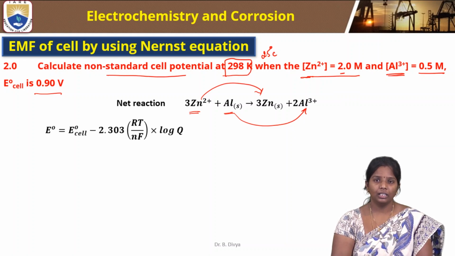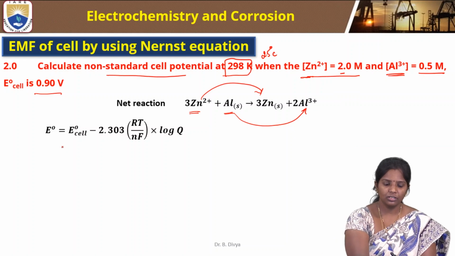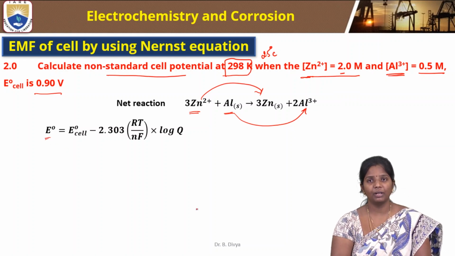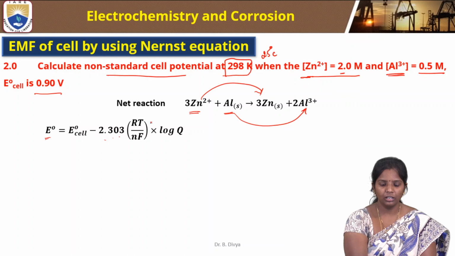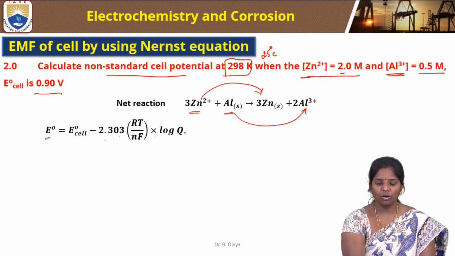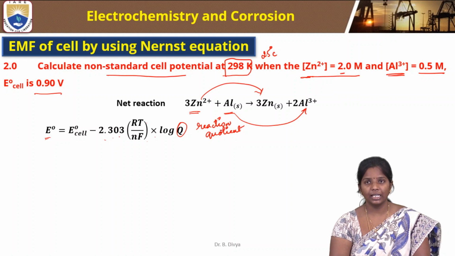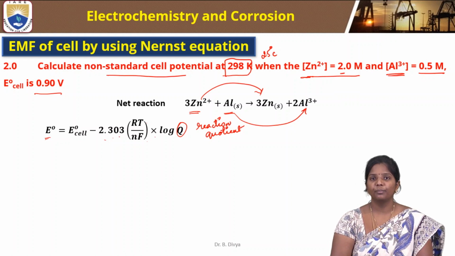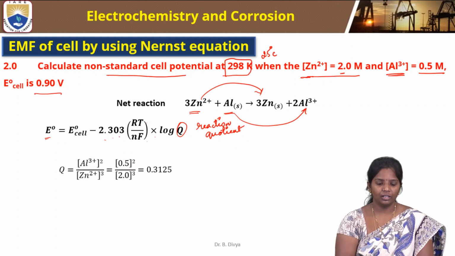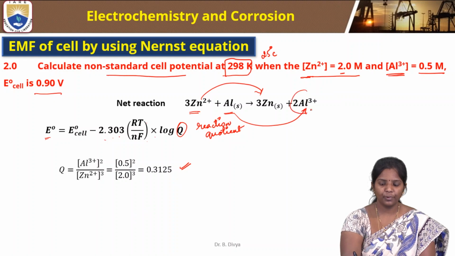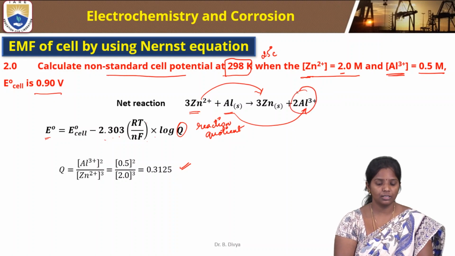Now we will apply the Nernst equation: E is equal to E0 cell minus 2.303 RT by NF into log Q. Q is the reaction quotient. It is nothing but the concentration of products by the concentration of reactants. So now we will calculate the same thing, the reaction quotient. What is the product here? Aluminium ions are the product.